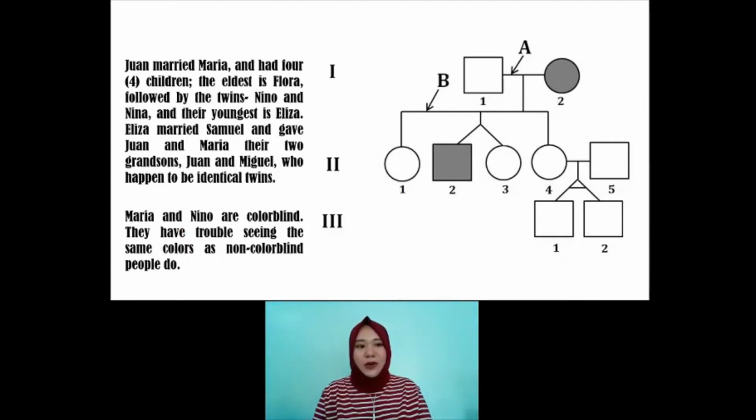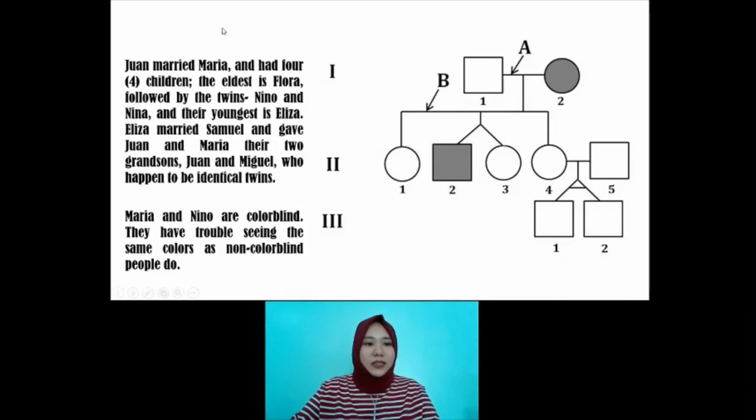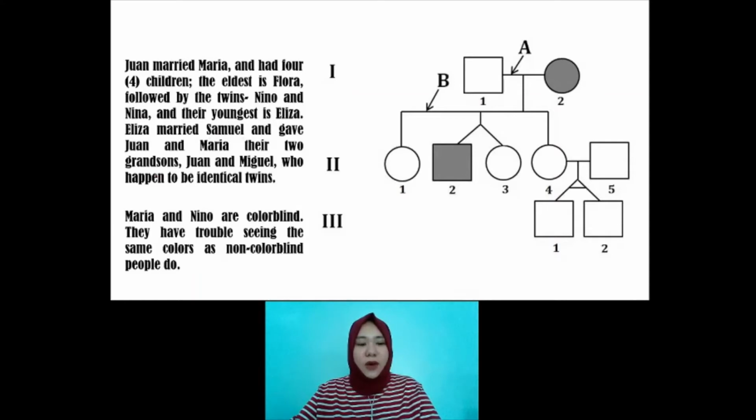So let's try to analyze each part of a pedigree diagram. Okay, so let's first read the scenario or the problem set. Juan married Maria and had 4 children. The eldest is Flora, followed by the twins Nino and Nina, and their youngest is Eliza. Eliza married Samuel and gave Juan and Maria their 2 grandsons, Juan and Miguel, who happen to be identical twins.